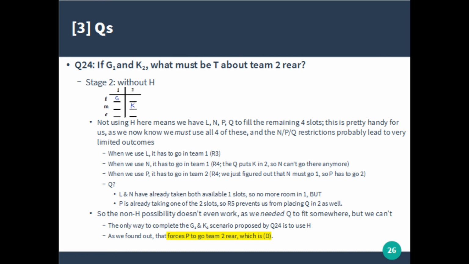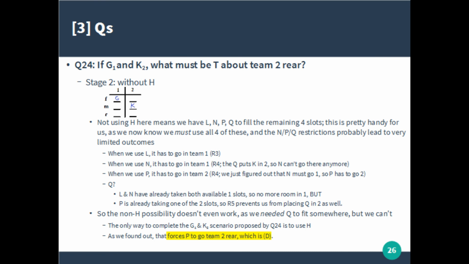And then finally that leaves us with our 4th entity, which is Q. Where can Q even go at this point? L and N have already taken the available team 1 slot, so there's no room in team 1. But to make things worse, P is already taking one of the team 2 slots based on what we just found out. So that prevents us from placing Q in team 2. So we just found out that there's no room left in team 1, and Q is disqualified from being in team 2 because of the rule that prevents it from being on the same team with P.